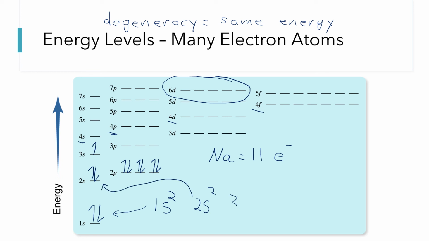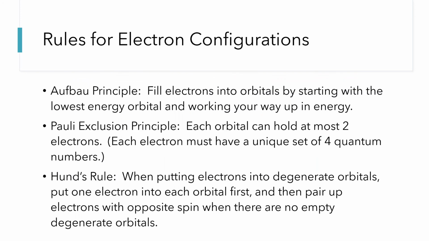The next one after that is 2p. Whoops, sorry, I first said 3p, but that's not a 3, that's a 2. And we put 2, 4, 6 electrons into the 2p. And then that highest energy subshell that we occupied was 3s, and we put just a single electron into it. So when we write out what orbitals the electrons are arranged in this manner, we're going to call that an electron configuration. On the previous slide, I used all of these rules, but I did want to present them to you in one coherent spot.